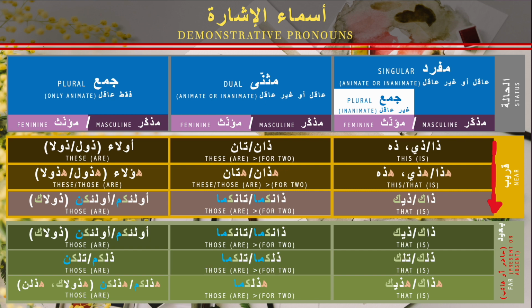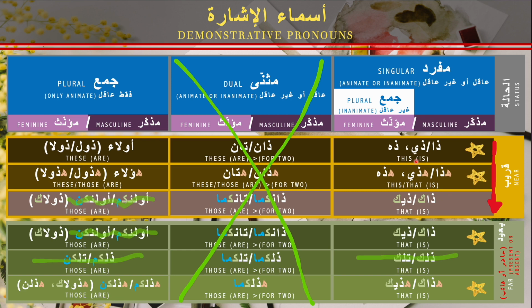There are 3 notes I would like to mention before we move to the examples in the next part. The first note: the dual forms of the demonstrative pronouns are not in use anymore in most of today's spoken dialects for the dual nouns. They are completely replaced with the plural demonstrative pronouns for both animate and inanimate nouns. Note number 2: the stars here are highlighting the rows for the most commonly used forms in today's spoken dialects. Note number 3: the scrubbed pronouns in the table are not used in today's spoken dialects unless the modern standard Arabic form was purposely used.